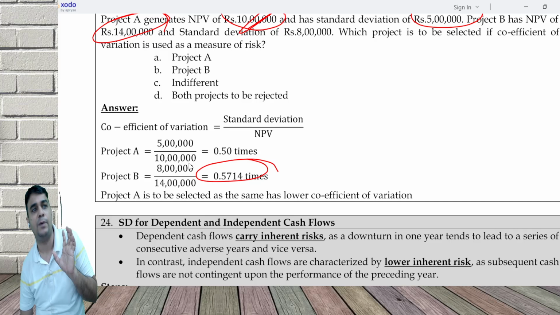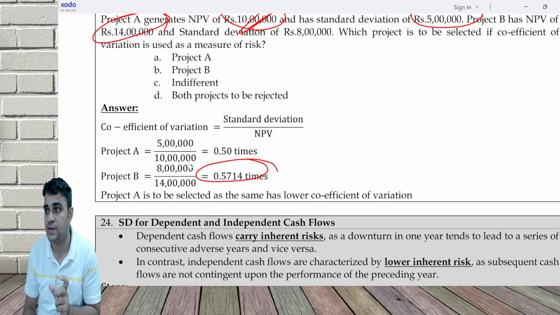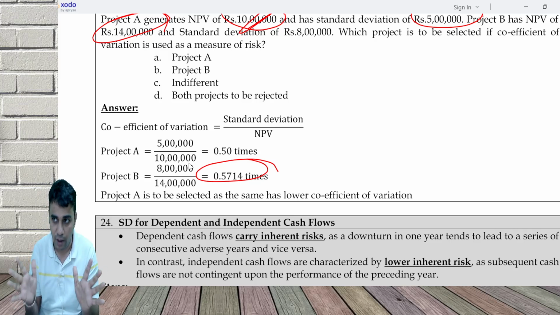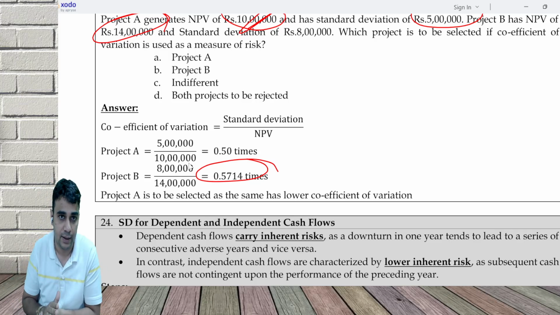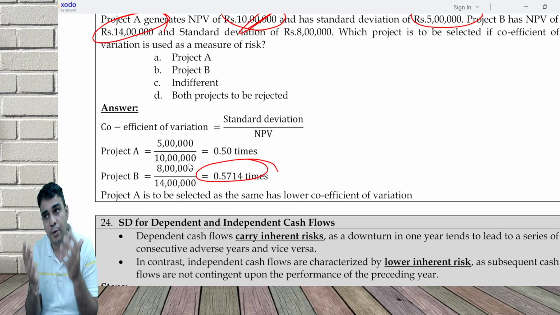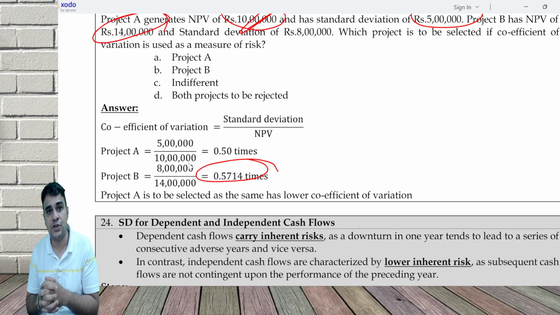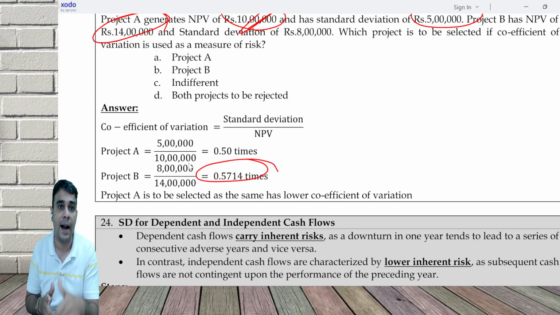Most of the cash flow in the practical world is dependent. For example, I'm opening a restaurant in the street. If first year there is a good response, high probability, unless I goof up in service, I will continue to do well. And if first year I'm failing, high probability I'll continue to fail in future. Independent means first year super performance, second year bad performance, third year moderate performance, fourth year good.